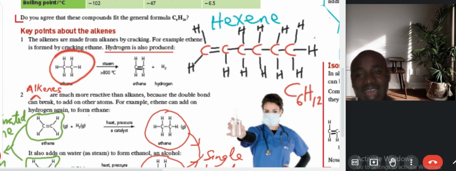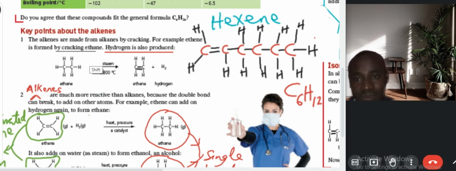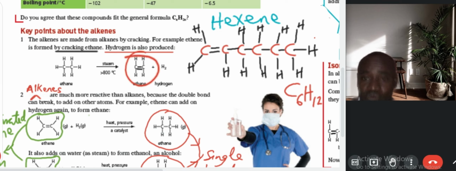So when an ethane, for instance, which is an alkane, is subjected to heat in the presence of a catalyst, the large molecule breaks down to a smaller molecule, and also hydrogen is released, and that is what we call cracking. We'll talk more about that when we get to petroleum products. But generally, cracking is done to produce smaller molecules from larger molecules.